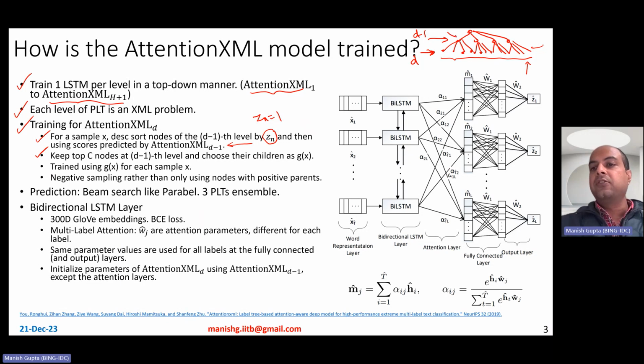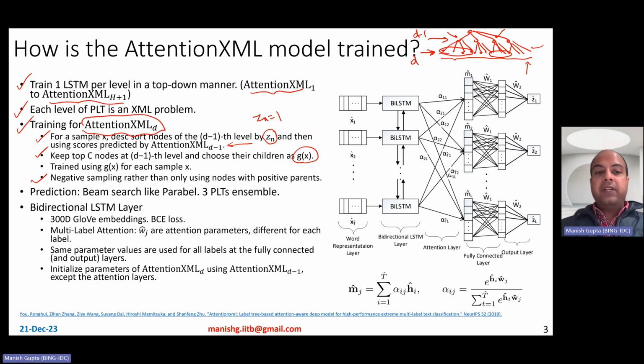So let's say if I selected this node and this node, then I'm going to take these four, and that's my G of X, the label set that is going to be active. Remember, this is not all positive labels for the particular sample X, but it indicates promising labels, those which are positives or hard negatives. In that sense, it also helps you do hard negative sampling rather than only using nodes with positive parents. So that's how you decide the nodes for which you are going to consider the loss, for which you are going to backpropagate the loss when you train attention XML at level D.